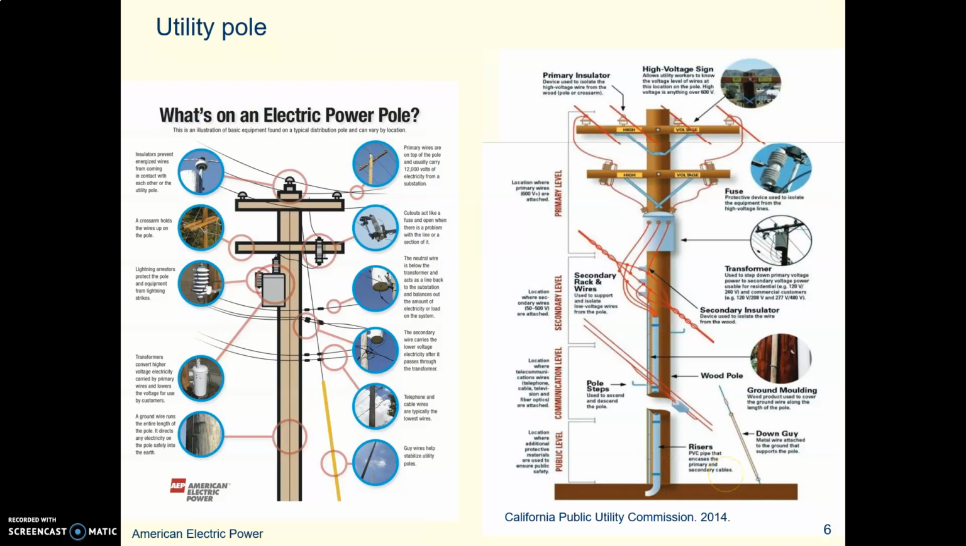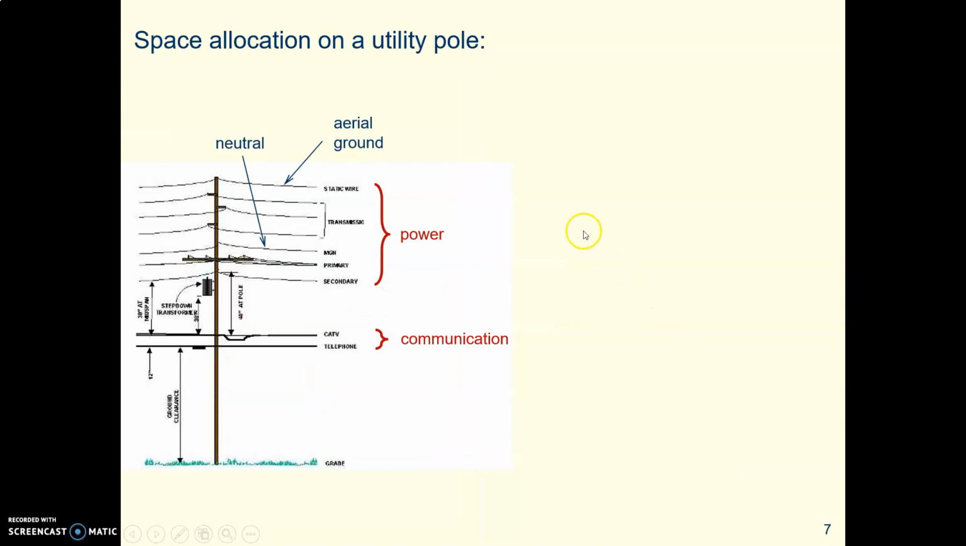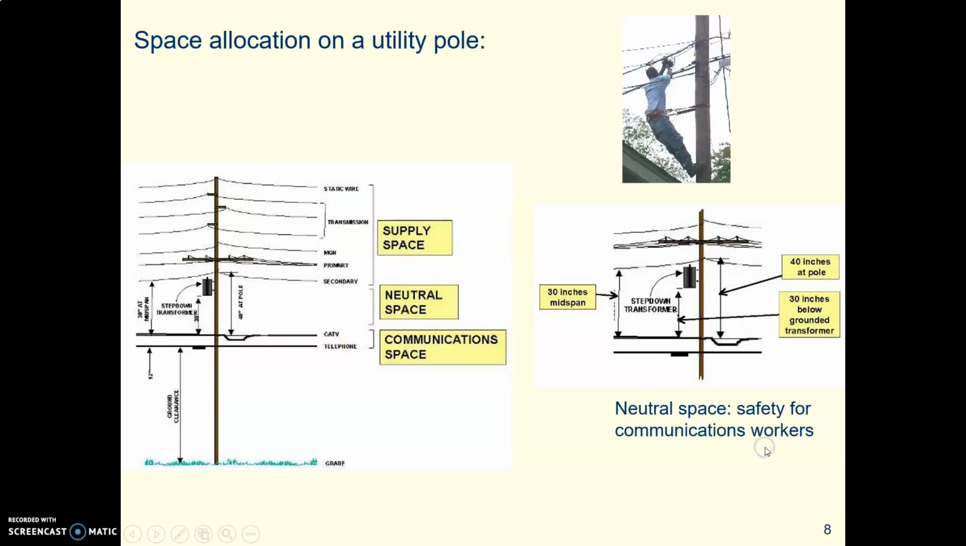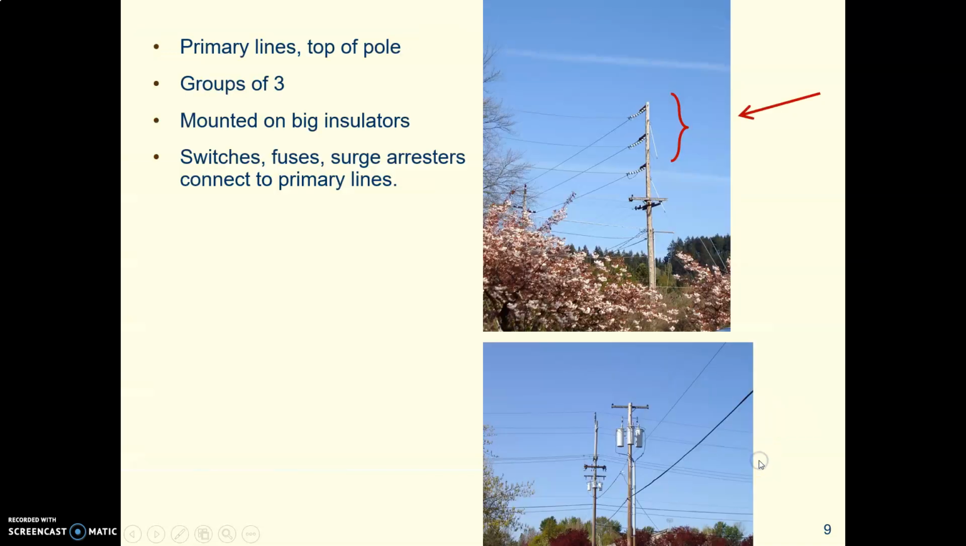Let's look at what's on a pole when we are above ground. There are rules that govern what can go where, and these upper layers are for the utilities, the power lines. Communication lines go on the lower layers. And then there's required to be an open space, 40 inches I think, in between the power lines and the communication lines, and that's for the safety of the communication workers.